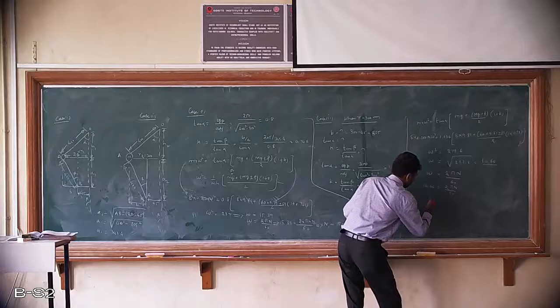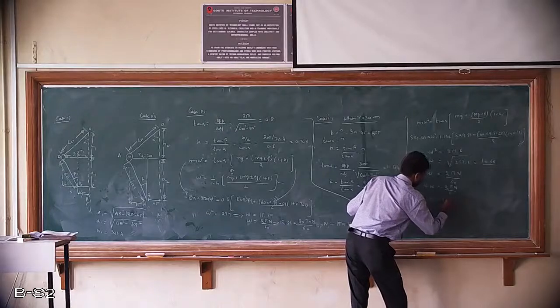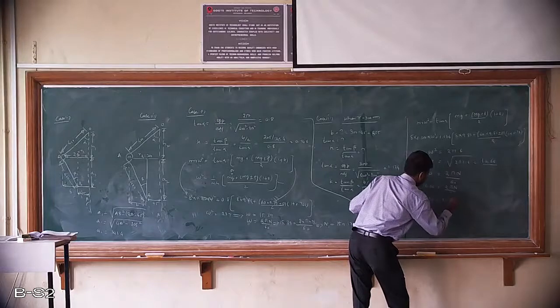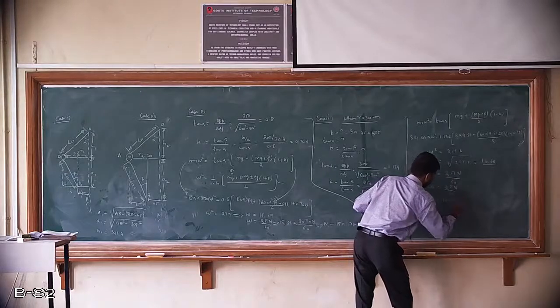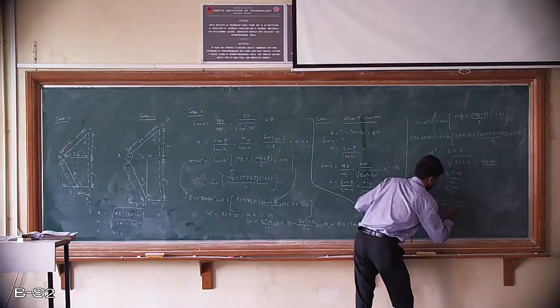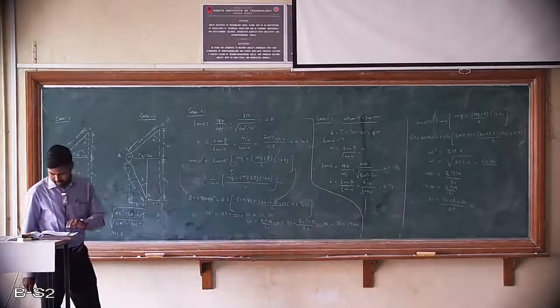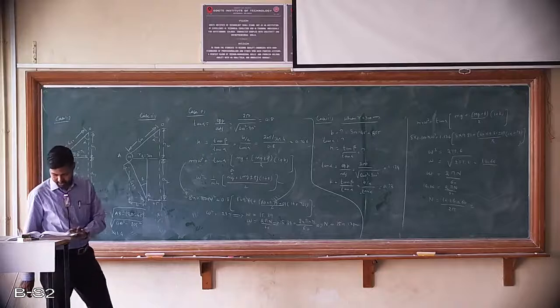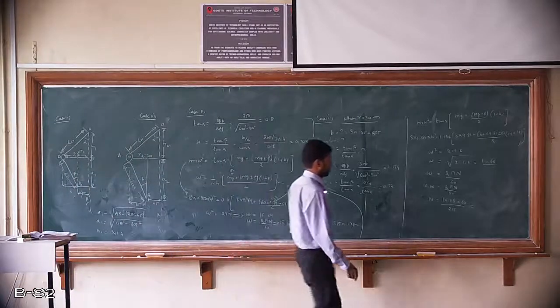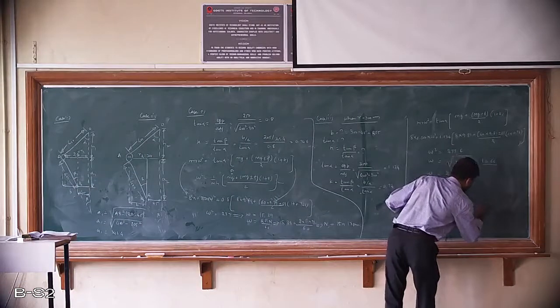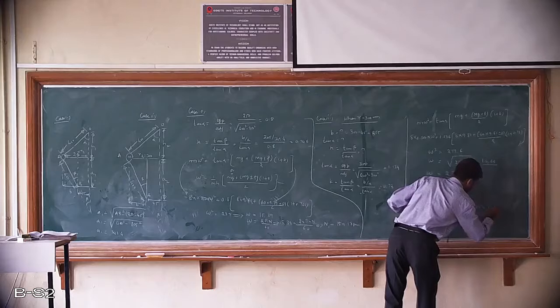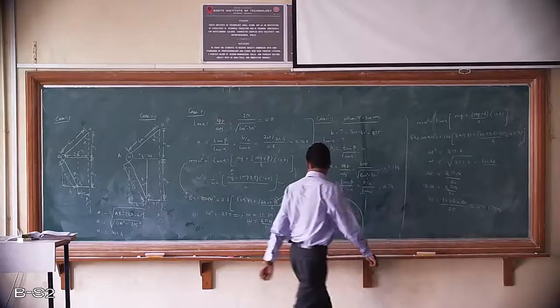So n is equal to 16.66 into 60 divided by 2 pi. So you are going to get the value of n as 159.1 rpm. So we have got the value of 159.1 rpm.